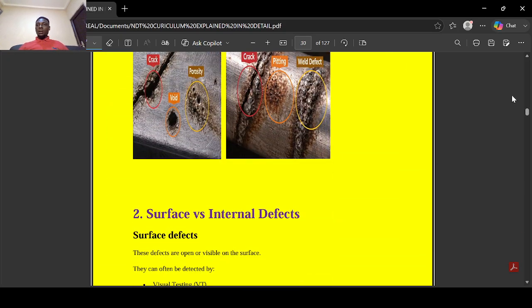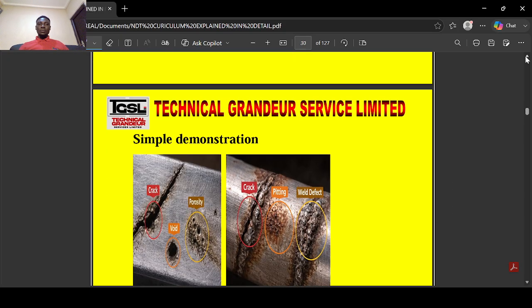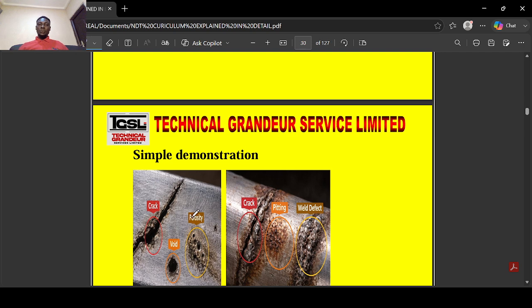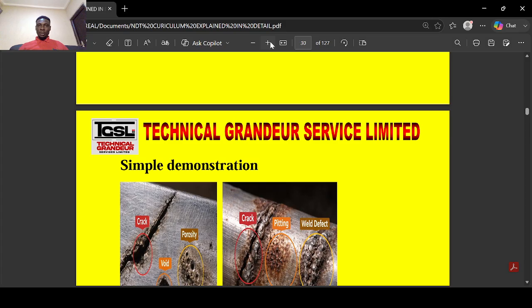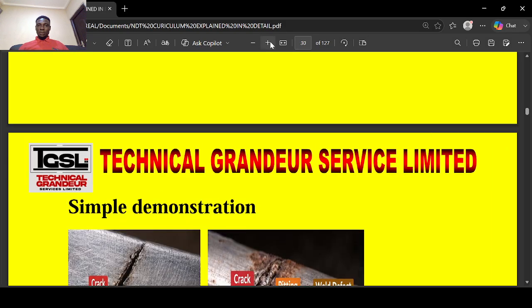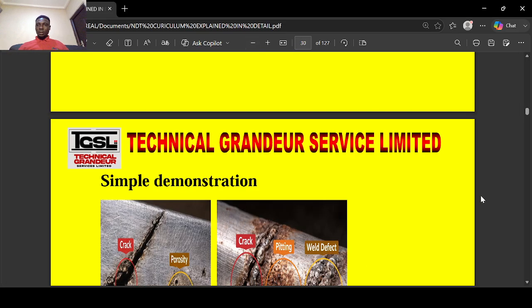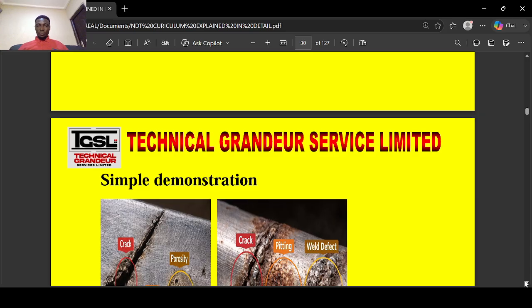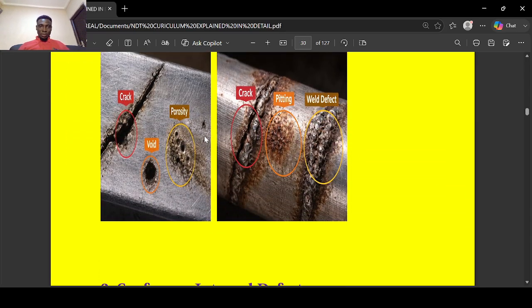Okay, a simple demonstration. Sorry, let me zoom to see if I can zoom out for us to see this thing. Okay, this should be okay. Let me zoom out. I believe we are seeing it.